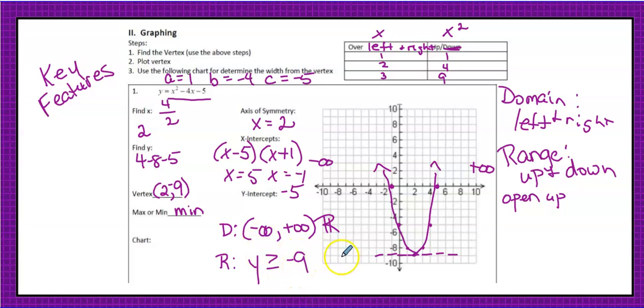There is another way we can write this. We can say, well, this graph at the bottom starts at -9, and at the top, it points in the upward direction forever.